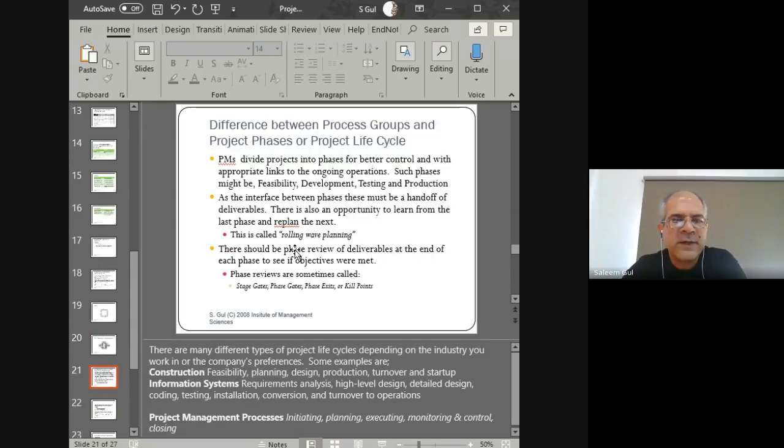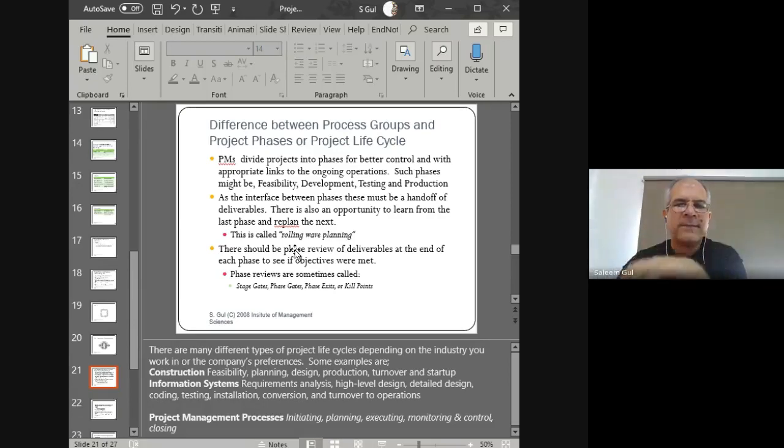Now, there is a difference between the process groups and the phases of the life cycle. So just be clear that the phases are the initiating phase, the idea phase, the prototyping phase, the design phase, the execution phase, and so forth. And what are the process groups? Well, the process groups are initiating, planning, executing, monitoring and control, and closing. Right. So there's 5 processes that come together to form a group of processes, and there could be many different phases. So within each phase, we've got processes.